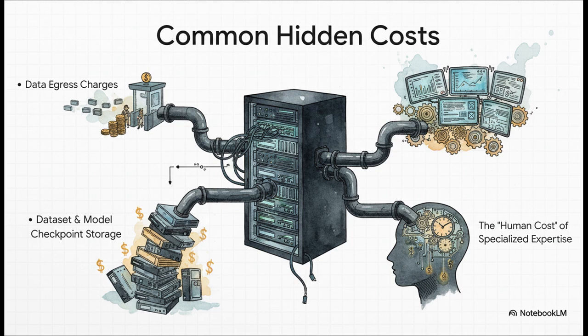Well, for starters, there's data egress. Just moving those massive data sets out of the cloud or between regions can generate thousands in network charges. Then there's storage. For all your data sets and all those model checkpoints we just talked about, this can easily grow to cost more than your compute. You also need to pay for monitoring infrastructure. And maybe the biggest one of all, the human cost. The specialized, highly paid experts you need to run all of this, that's a huge part of the equation.